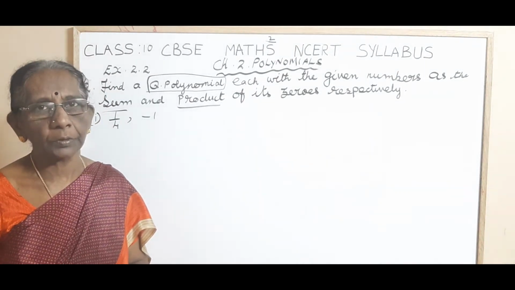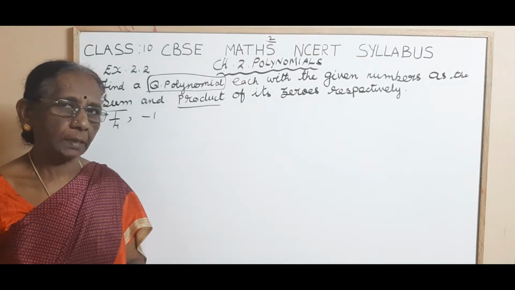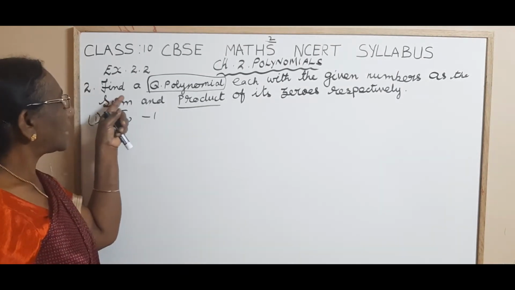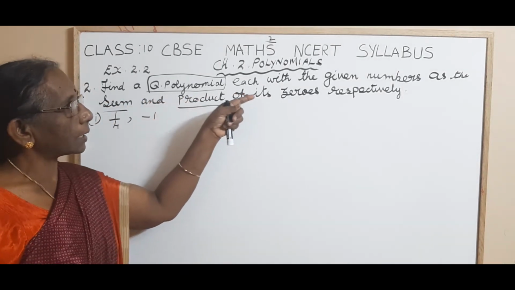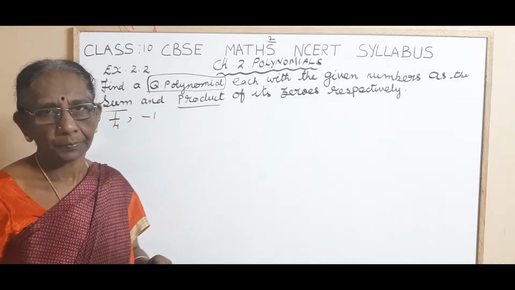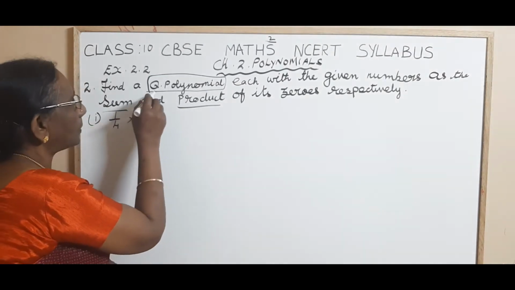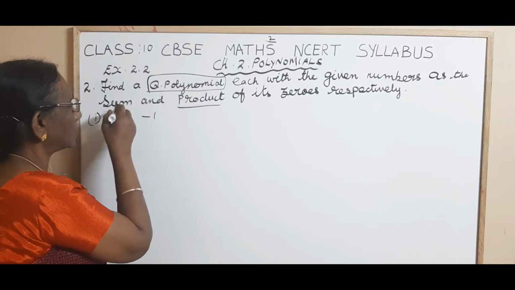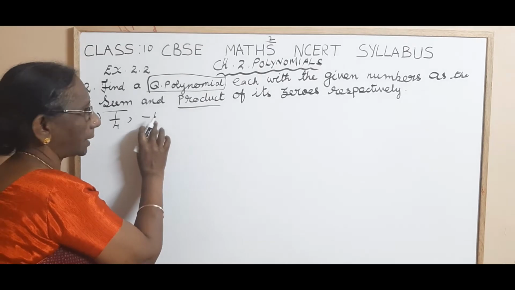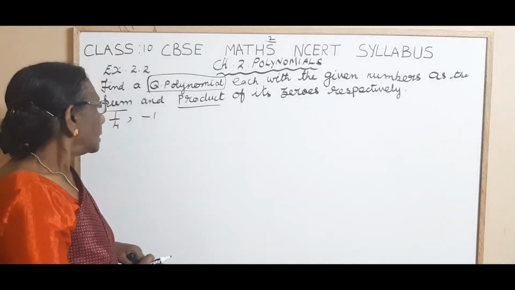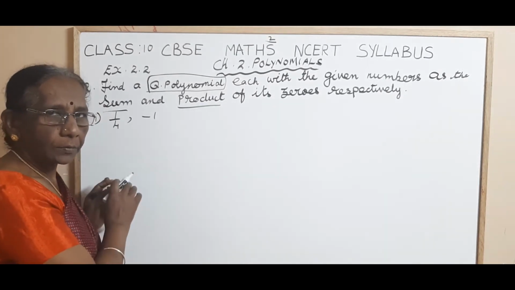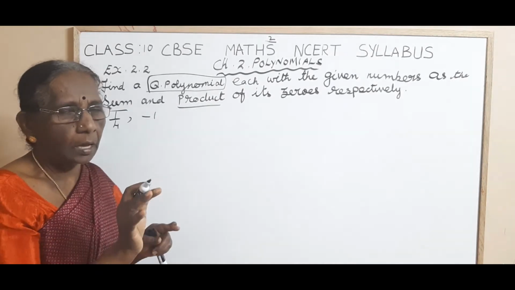In this session, we are going to continue chapter 2 polynomials, exercise 2.2 and sum number 2. The second question is what? Find a quadratic polynomial, each with the given numbers as the sum and product of its zeros respectively. So, you have to write the polynomial with the given information, the sum and the product. Sum is given as 1 by 4, product is given as minus 1. Right? Now, you can write the polynomial in two ways. One is by finding the coefficients and the other one is by using the formula.